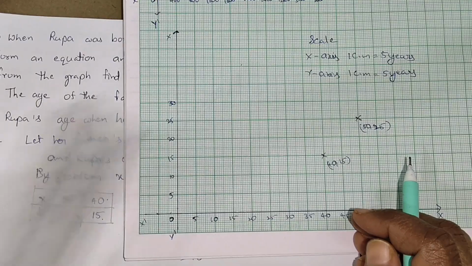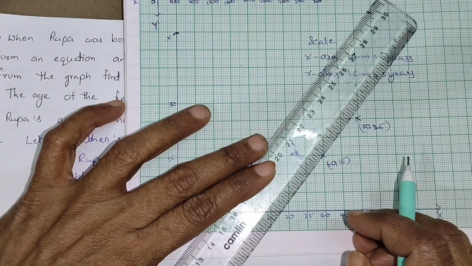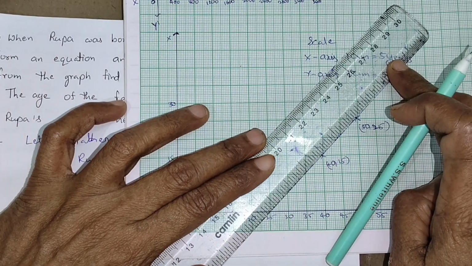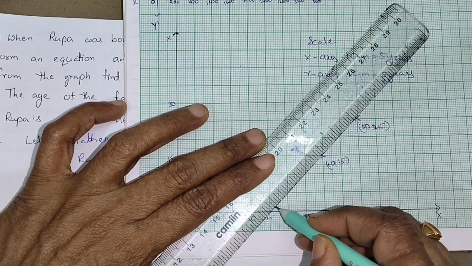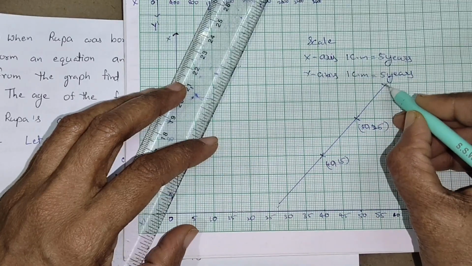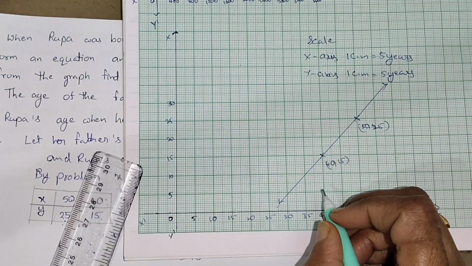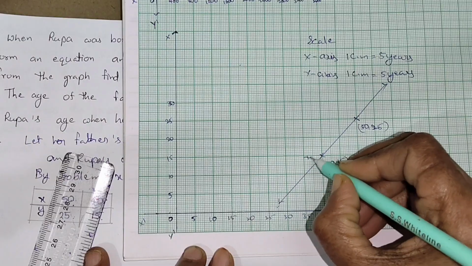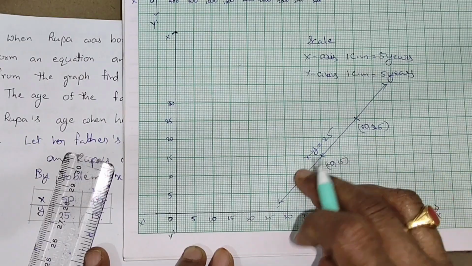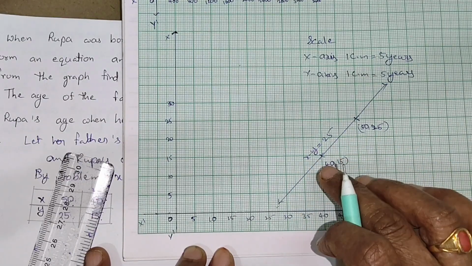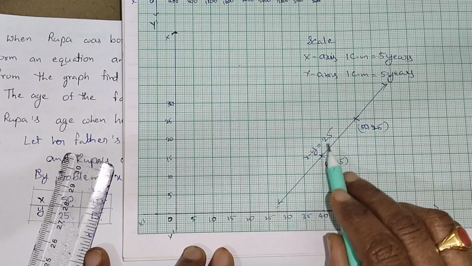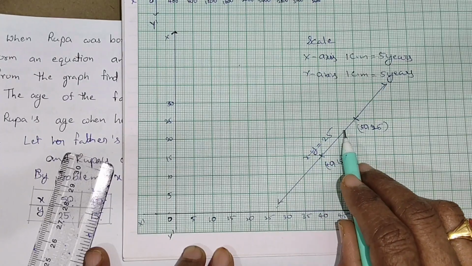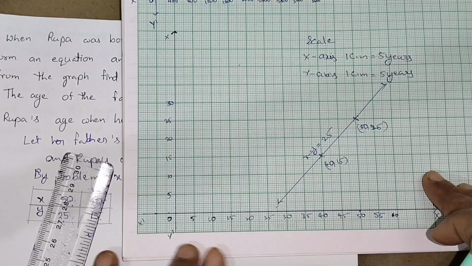We join these two points. Compulsorily, use the scale and join the points. This is the line. The equation is x minus y equal to 25, yes, the age difference is 25. So this linear equation is x minus y equal to 25. This is the graph for the second question.